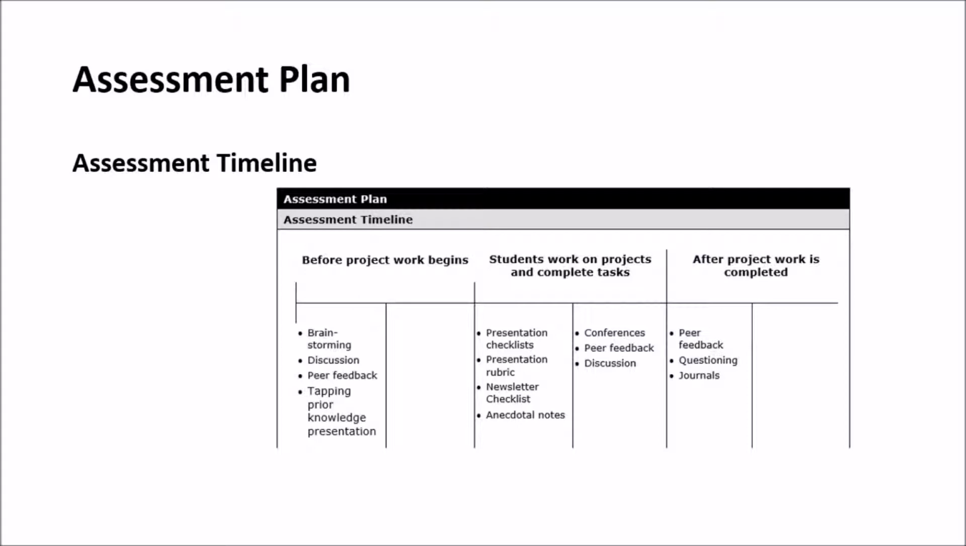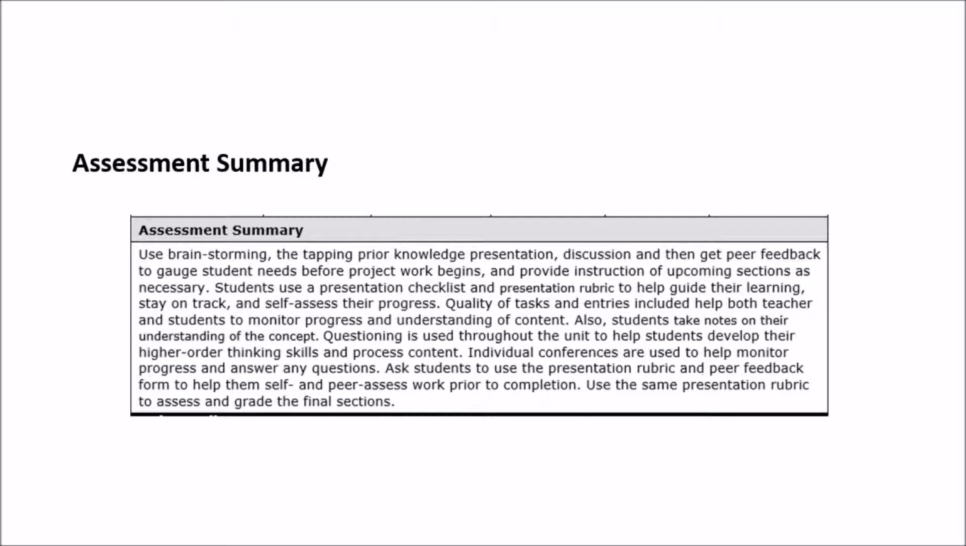This is the assessment timeline. There are 3 periods of the process. Before project work begins, students work on the projects and complete tasks. After project work is completed. This is the assessment summary. Teachers use brainstorming, determining period, knowledge presentation, discussion, and then get peer feedback to gauge student needs before project work begins, and provide instruction on upcoming sessions as necessary.